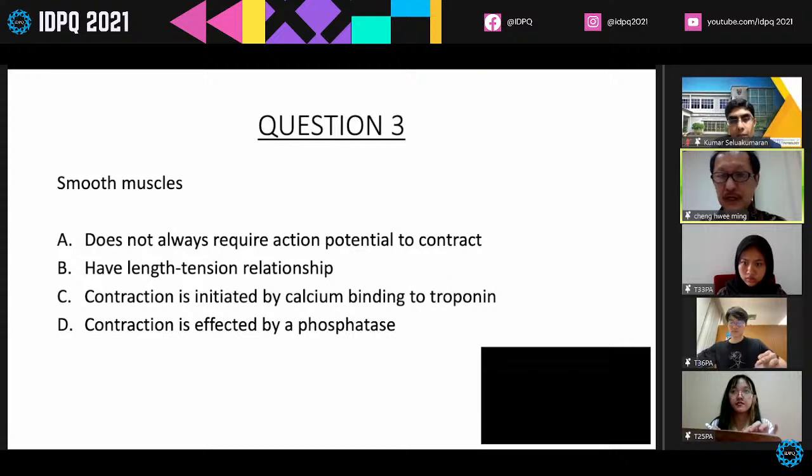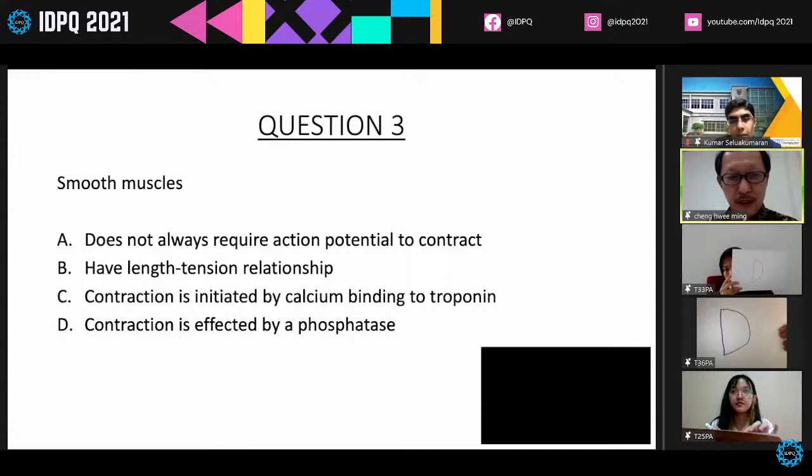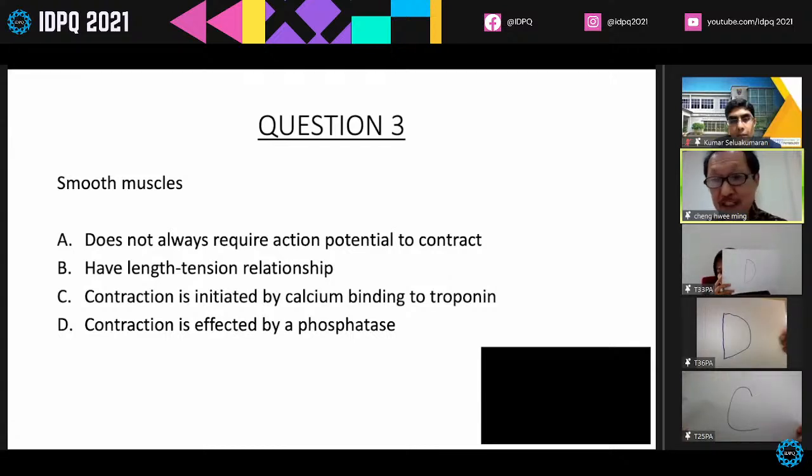Okay, time's up. A little bit of education here. Smooth muscle has got plasticity, so B is wrong. Smooth muscle contraction is initiated by binding to calmodulin, so C is wrong. And the contraction is effected not by phosphatase. Phosphatase is involved when the smooth muscle relaxes. So the correct answer is A, does not always require action potential to contract.